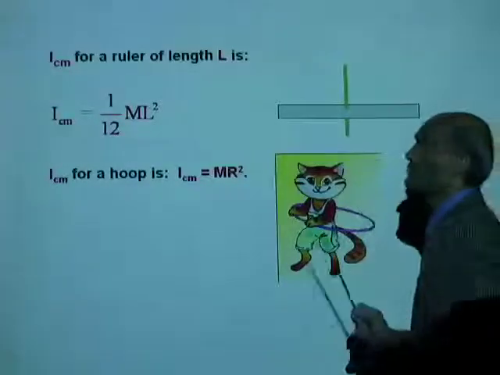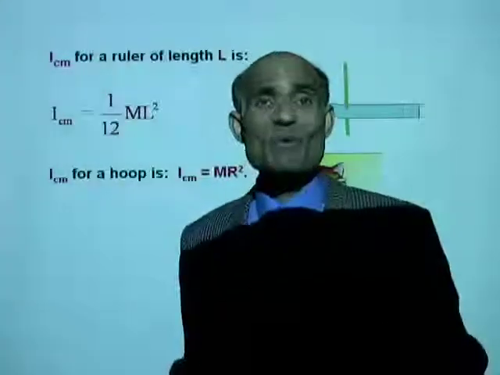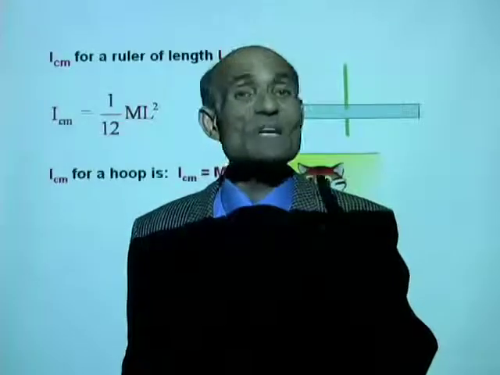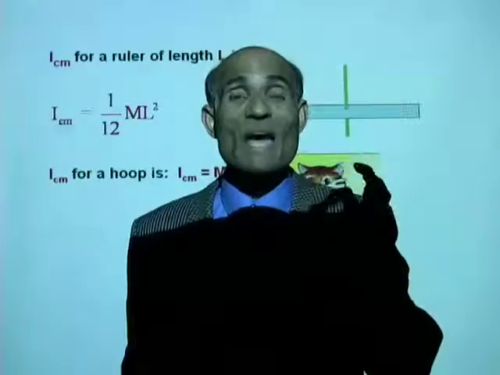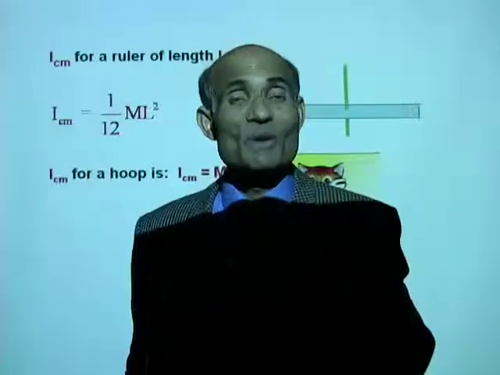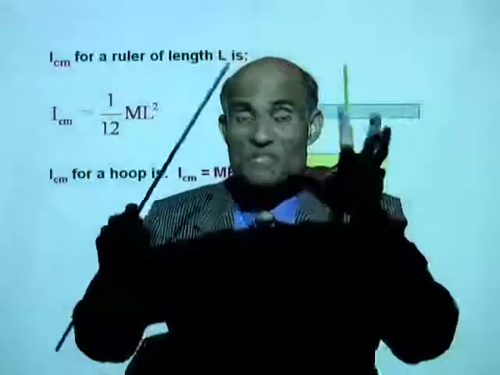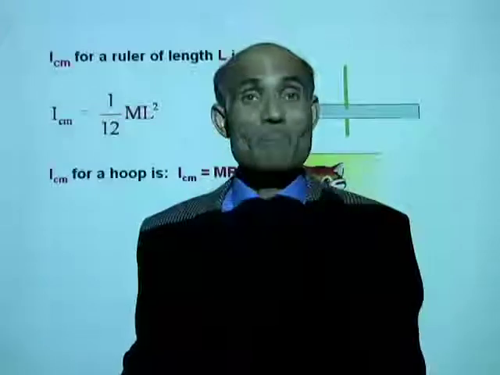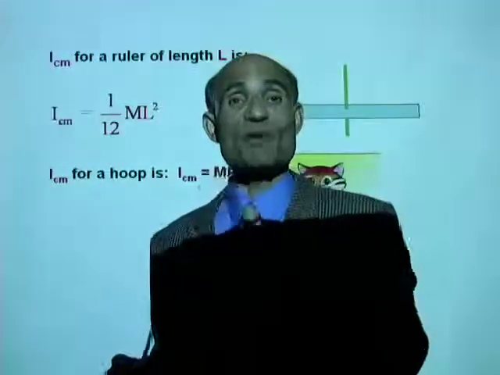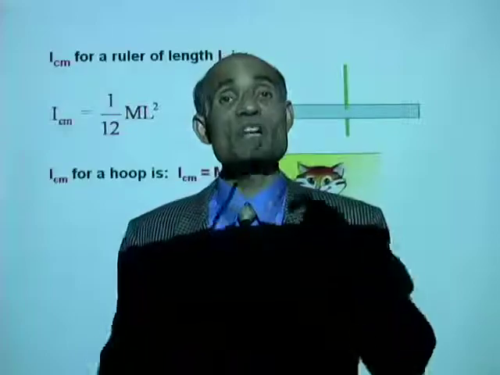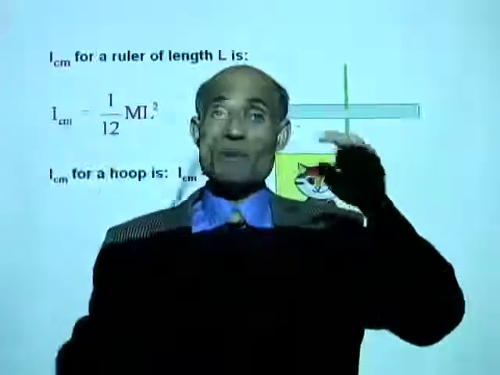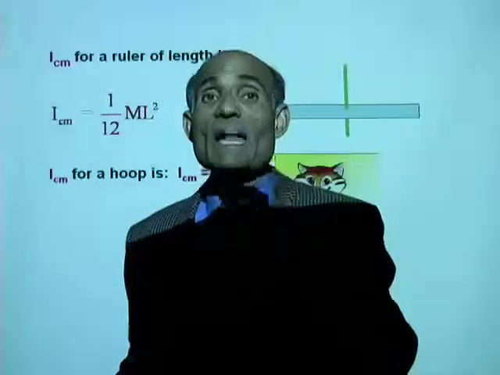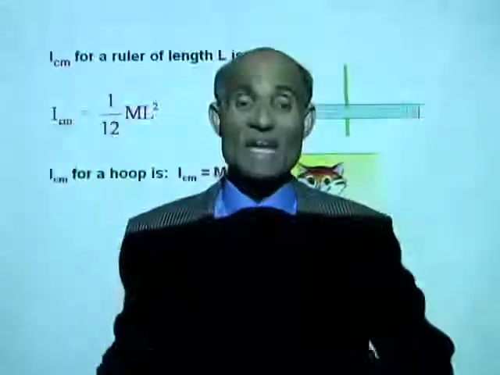We rarely use this, but a disk, tell me, what is the moment of inertia of a disk about an axis through its center of mass? 1/2 mr squared. What is the moment of inertia of a sphere about an axis through its center of mass? It's 2/5 mr squared. And what is the moment of inertia of a ruler about its center of mass? It is 1/12 ml squared, where L is its length.